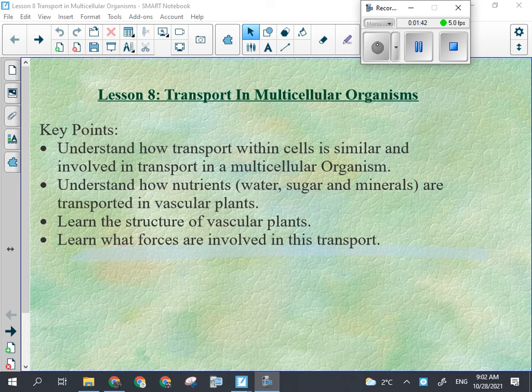They certainly do. We're just going to be looking at this from the perspective of a plant as our multicellular organism because it doesn't have a circulatory system, but still has to transport materials over fairly large distances, especially when we're talking about using cellular transport processes. So we're going to look at how nutrients, water, sugar, minerals are transported in vascular plants. Vascular plants, guys, are plants that have tubes for transporting materials.